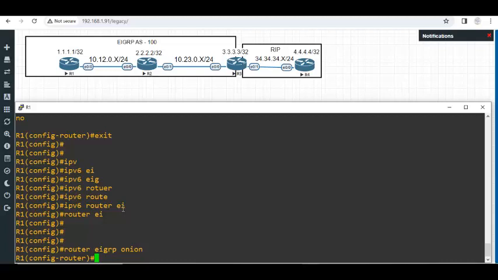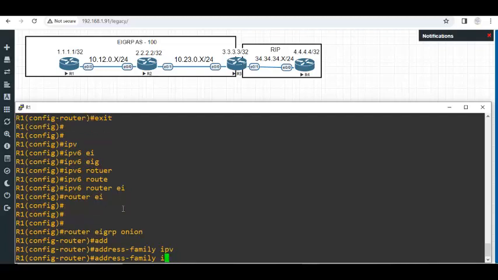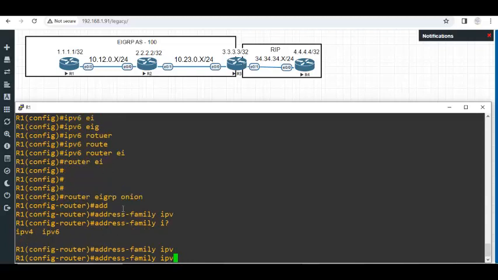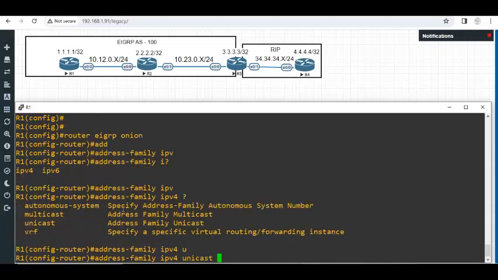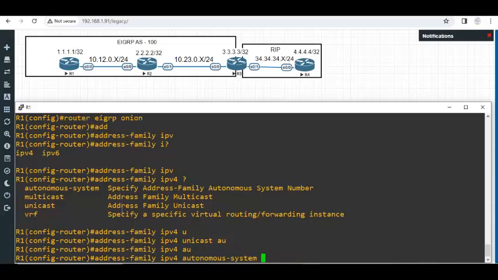So what we need to do is say address family and say I am planning to do IPv4. You have IPv4 and IPv6. And then unicast, and then the autonomous system number. Even if you don't say unicast, it is okay. You can type the autonomous system number without unicast. Nothing wrong, because the default is unicast only.